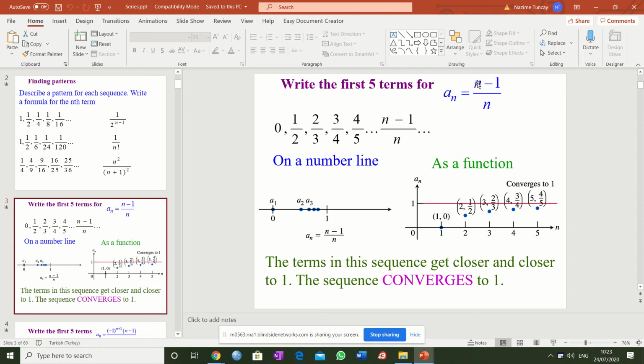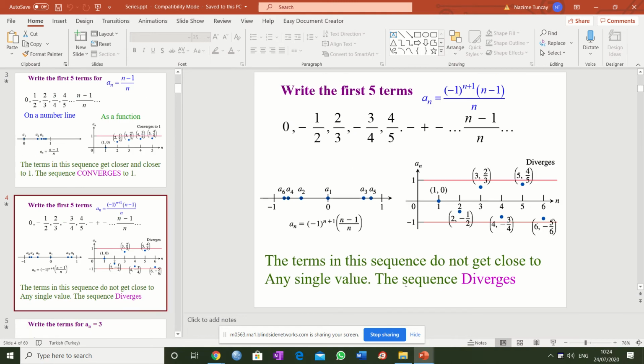The bigger n is, for example, n like 200, 400, 1000, the closer it gets to 1. We say it converges to 1. You see that this is half, this is more than half, this is 3 over 4, and this is bigger than this also. It gets bigger, and it gets closer to 1. So we say it converges to 1.